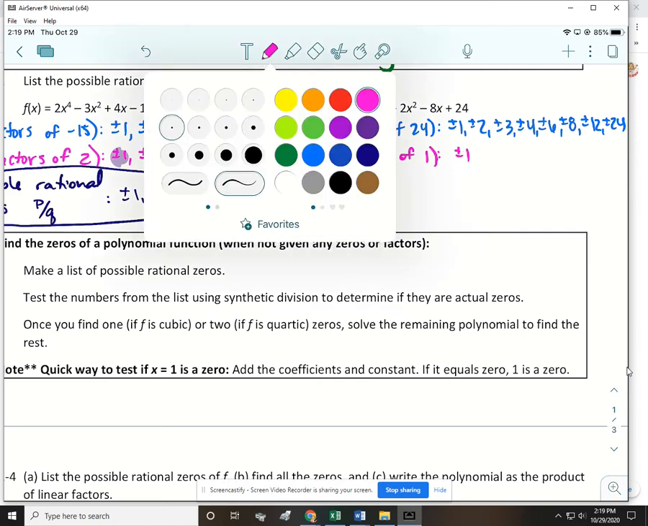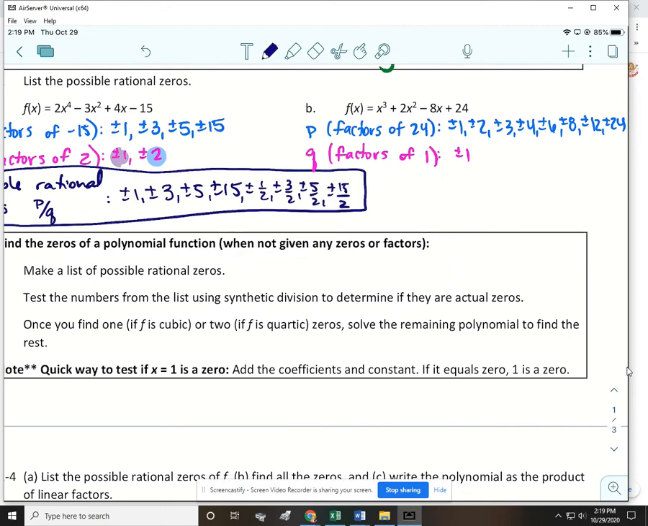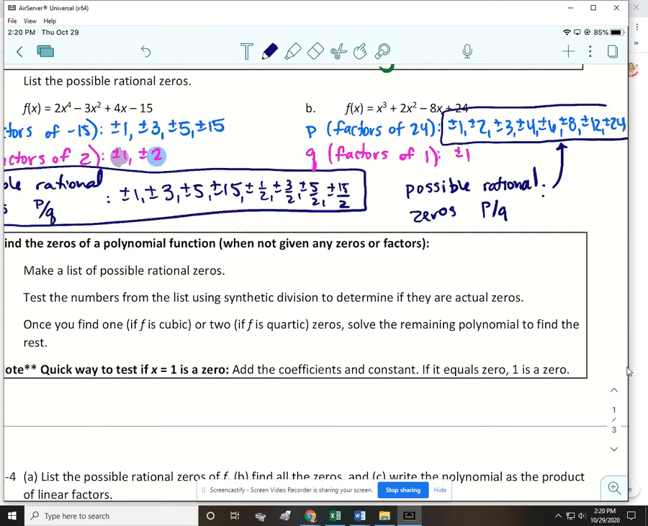Now, whenever your q list is only positive and negative 1, the possible rational zeros, or the p's over the q's, just end up being the list you wrote for p. So I'm not going to rewrite it. I'm just going to put a box around it. As you put all those over 1, or all those over negative 1, you're going to get the same exact list.